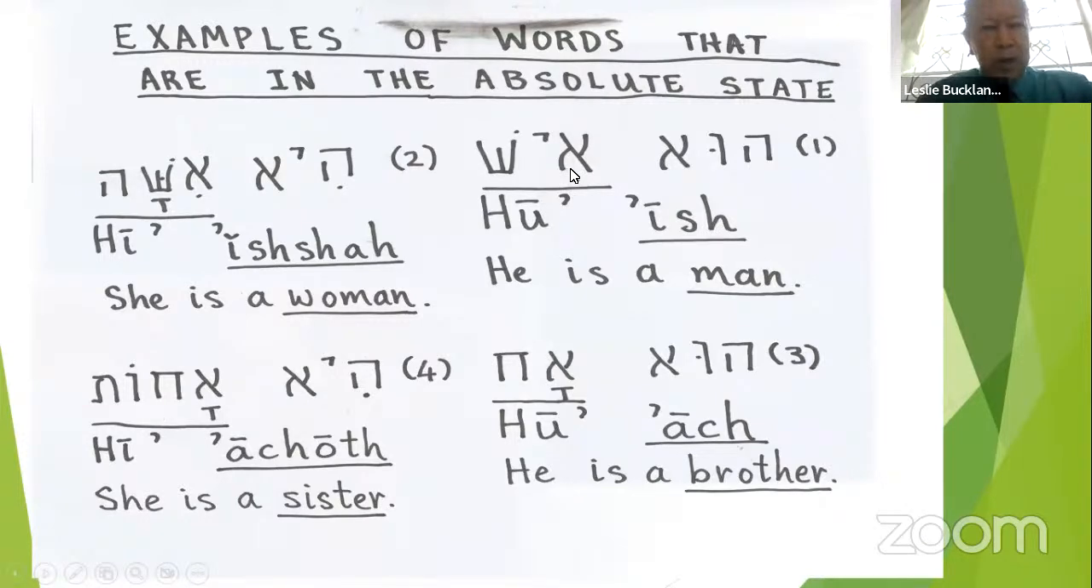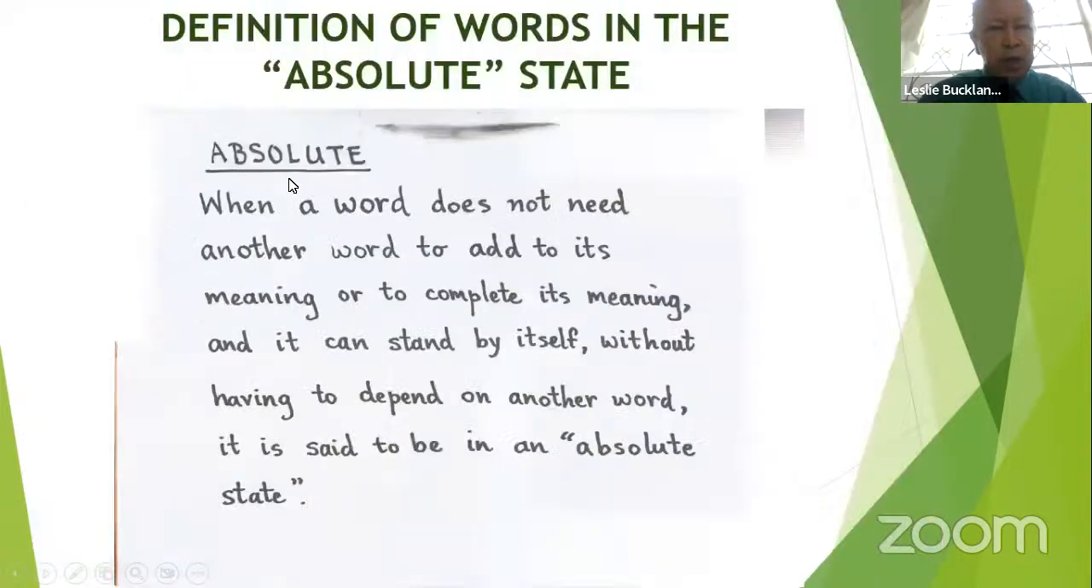Let me go back. The word absolute refers to a word that does not need another word to add to its meaning or to complete its meaning, and it can stand by itself without having to depend on another word. It is said to be in an absolute state.